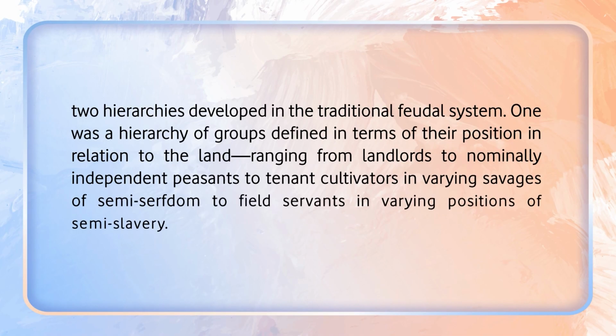To quote Patankar and Gail Omvedt, two hierarchies developed in the traditional feudal system. One was a hierarchy of groups defined in terms of their position in relation to the land, ranging from landlords to nominally independent peasants to tenant cultivators in varying stages of semi-serfdom to field servants in varying positions of semi-slavery.